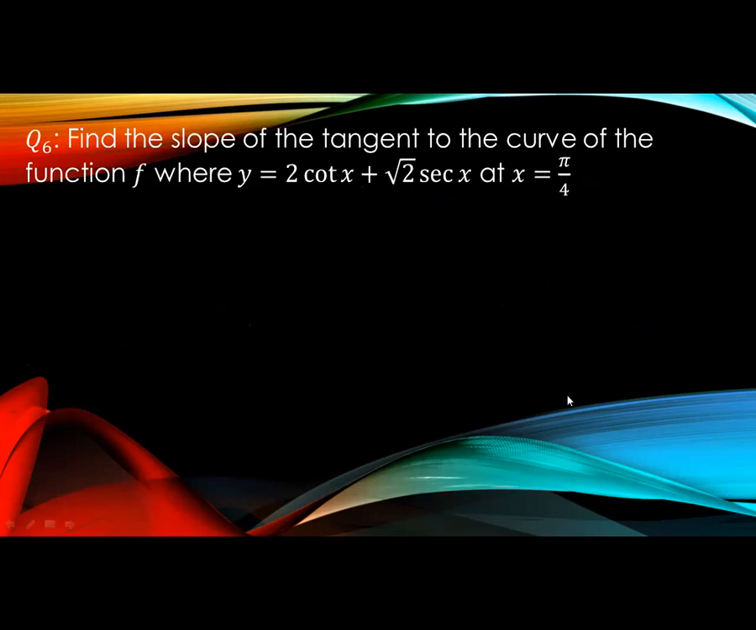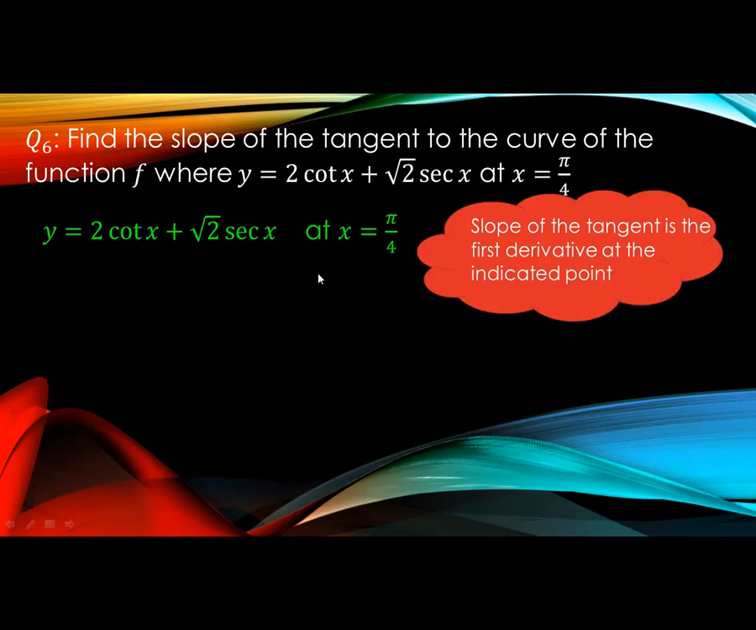Exercise number 6, find the slope of the tangent to the curve of the function f where f of x equals 2 cotan x plus root 2 sec x at x equal pi over 4. The given function, its rule is y equals 2 cotan x plus root 2 sec x, and you have to find the first derivative, which we label by y dash. It is equal to the derivative of cotan, which is negative cosec square, so negative 2 cosec square x, plus the derivative of sec, which is sec x tan x, multiplied by root 2.